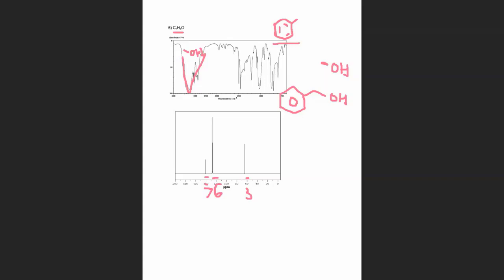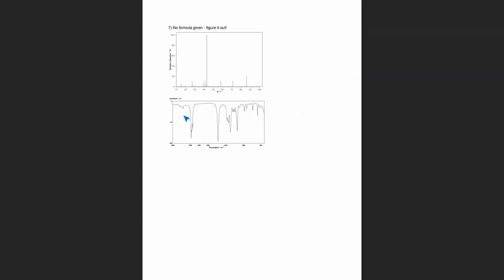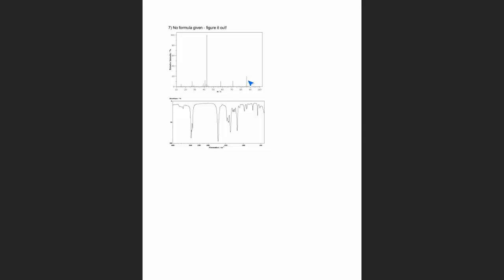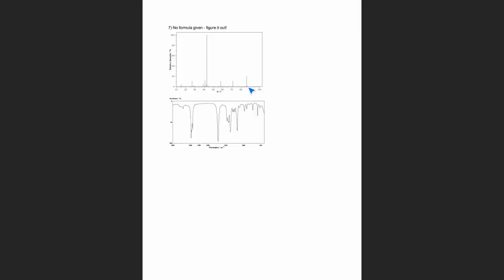Let's do number 7. This is tricky in that they don't give you a formula. Now, how would I approach this? Well, let's look at the mass spec, right? If we look really closely, we see a peak. The highest peak right now is 86. That would be your parent peak, or your M plus peak.